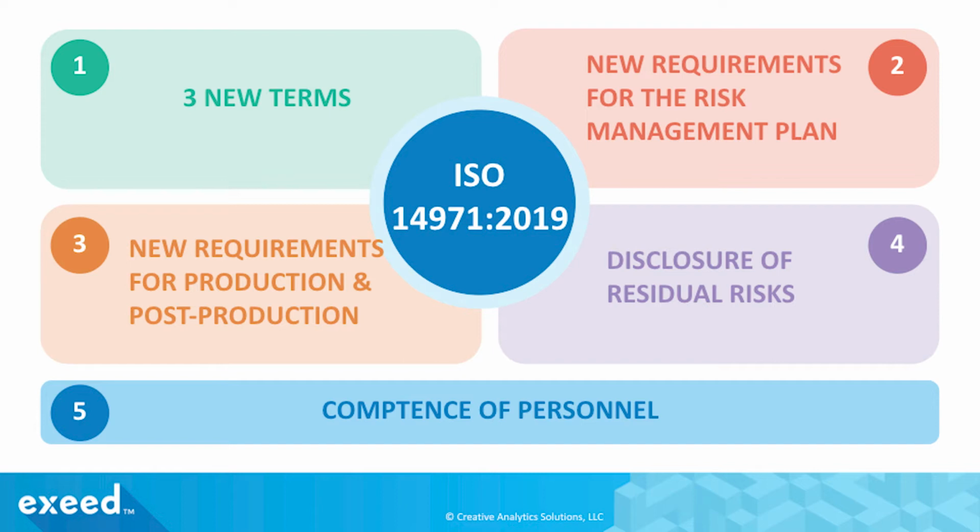The first one is that 3 new terms have been added. The second one is more explicit requirements have been added to the risk management plan. But the intent here is to encourage better planning. The third one, and it's very significant, are the changes in the production and post-production section of the standard. The fourth one is simplification of the requirements around residual risk and what information should be disclosed to the patients and doctors. And finally, also more importantly, there is a focus on competence of personnel as against just qualification. We will now go into more detail of each one of these changes to understand what they are about.